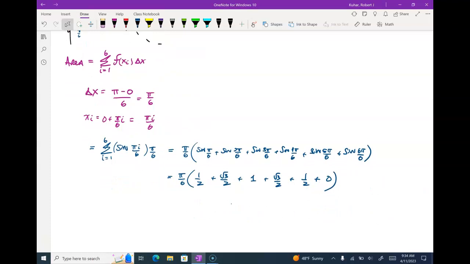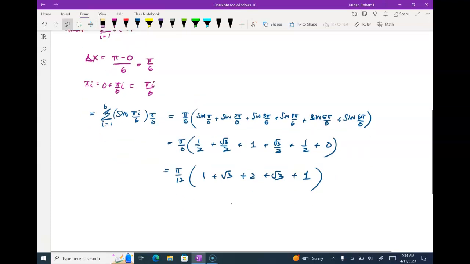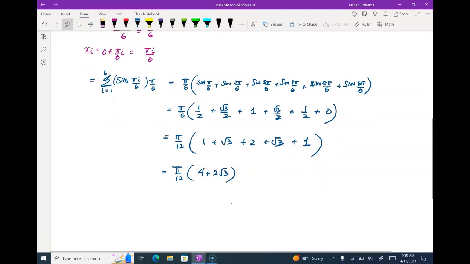It looks like I could factor out a 2 from downstairs. I get 1 plus rad 3 plus 2 plus rad 3 plus 1. Right, I factored out the denominator of 2. If there's no denominator there, I got to multiply the numerator by 2. So I get a nice final answer here of 4 plus 2 rad 3. Oh, I guess I could take out a 2, right? I get 2 plus rad 3. Oops, sorry, that's a 2. So I get pi over 6 times 2 plus rad 3.